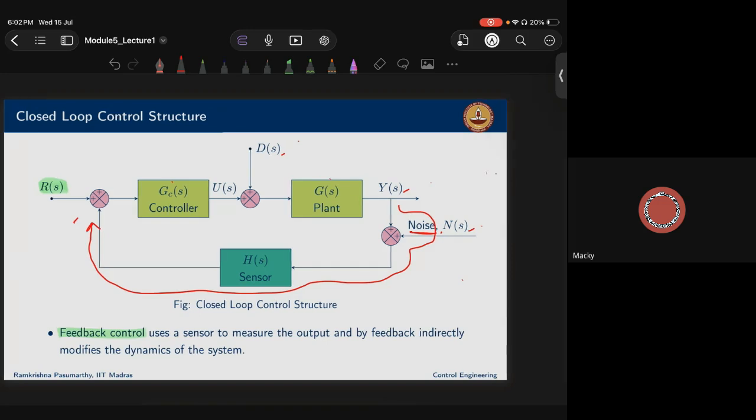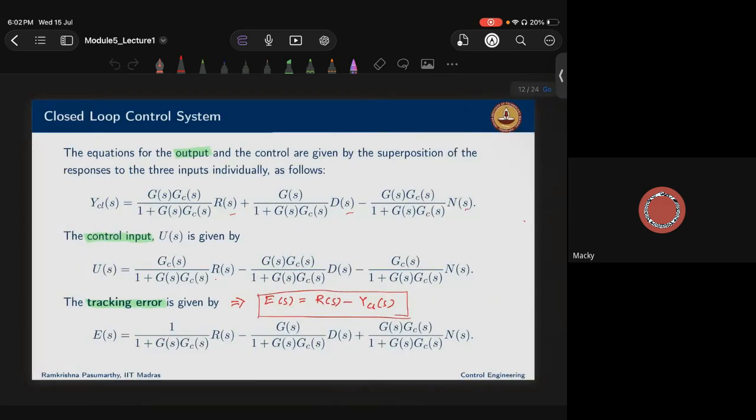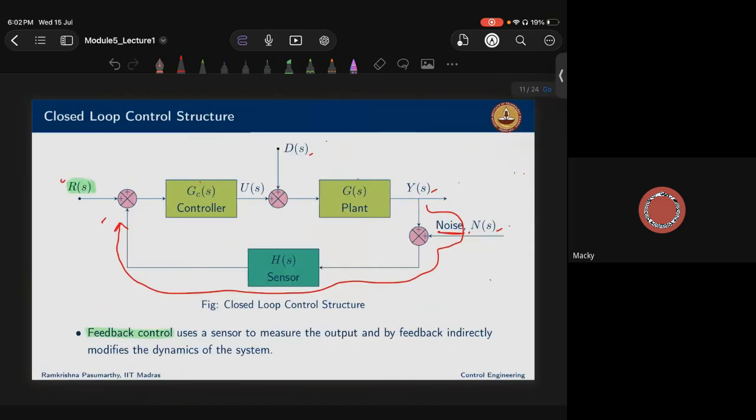Okay. Let us start with the tracking problem. First let us find out the error and output transfer functions, etc. Now here, how many inputs do we have? We have one input here, another input here, another input here. Three inputs. What we can do is to find the overall transfer function, or overall output, by using our superposition theorem.